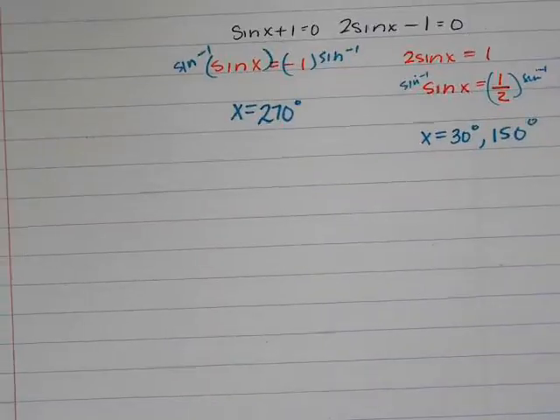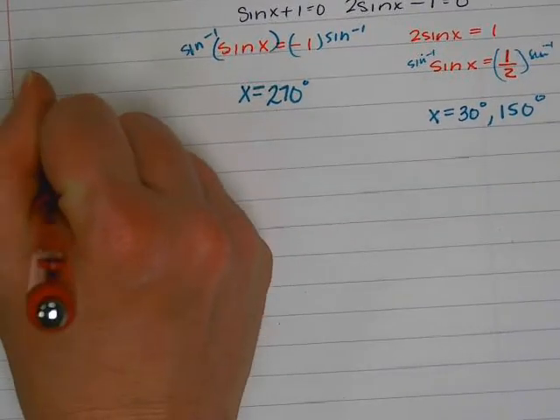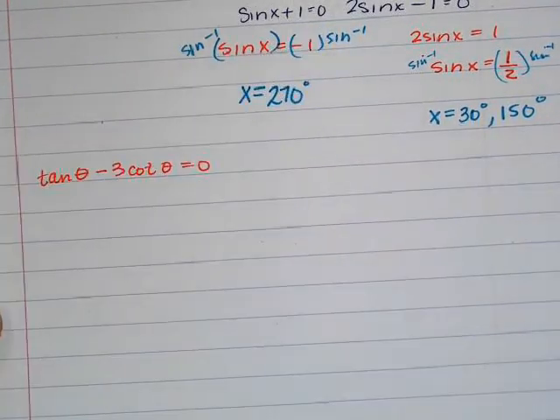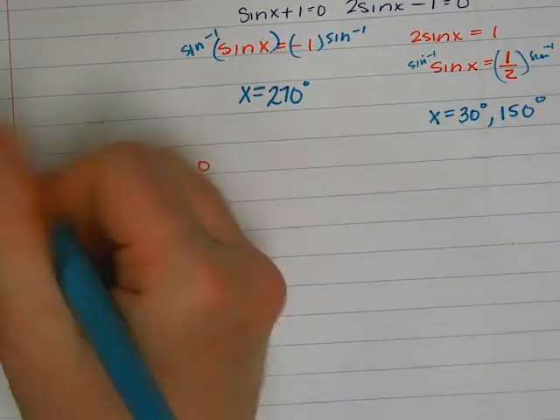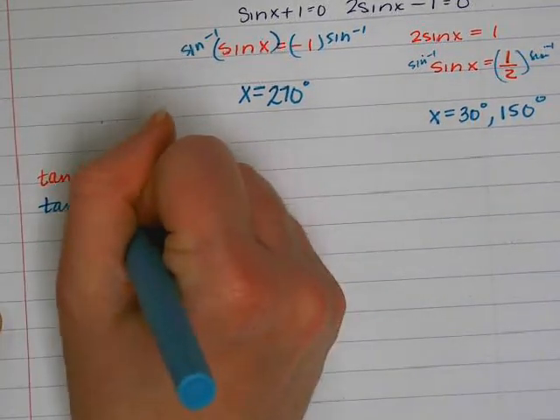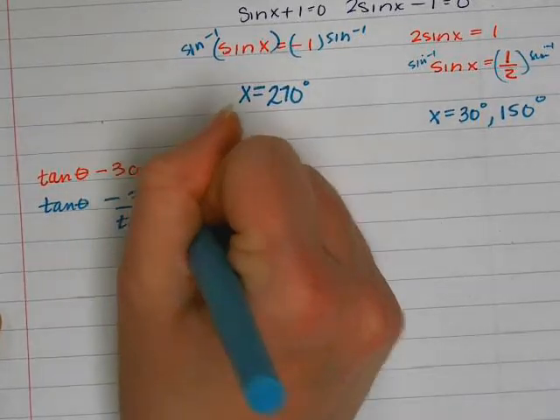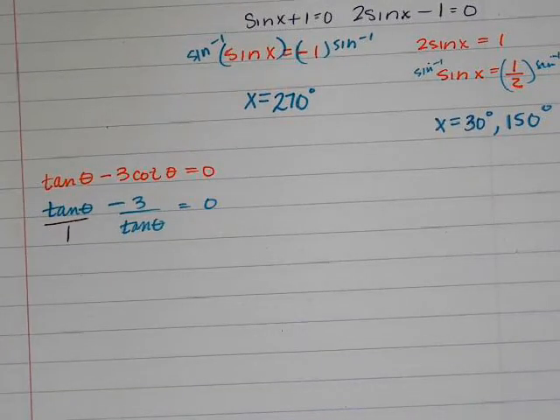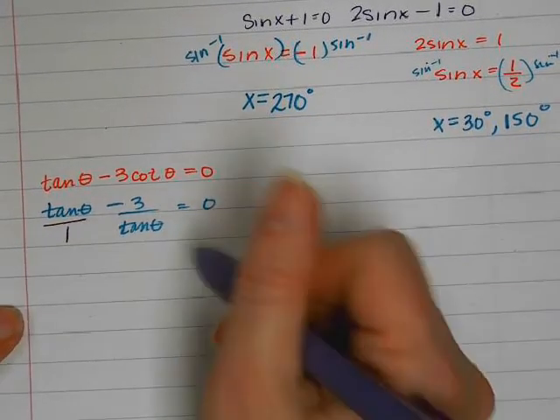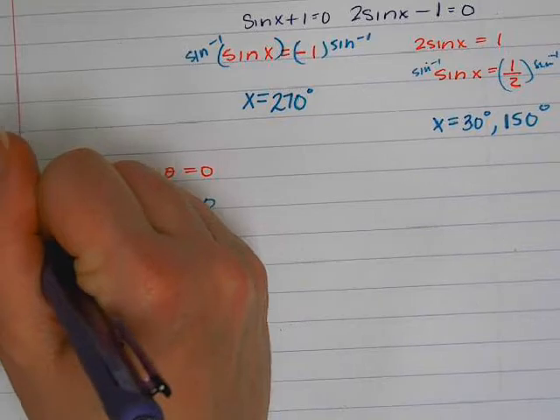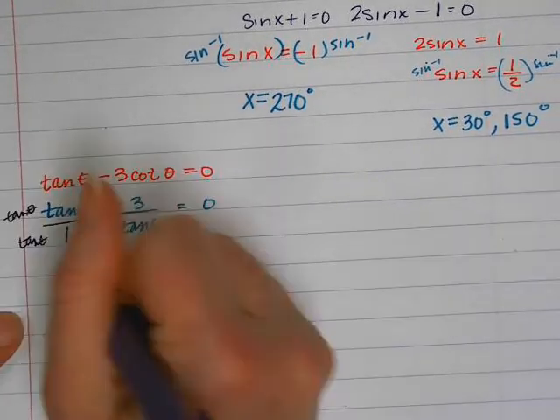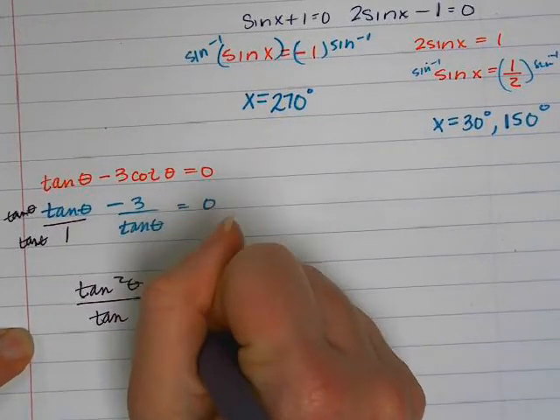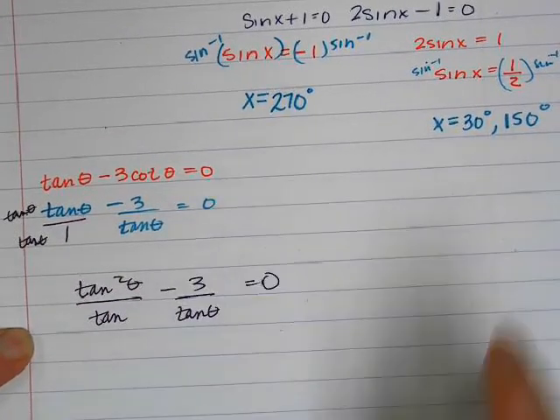The next one is tangent theta minus 3 cotangent theta equals 0. So first thing I'm going to do is write cotangent as 1 over tangent. So tangent theta minus 3 over tangent theta. Again, we've got to get a common denominator, which means I have to multiply this first piece by tangent. The other piece already has the denominator, so you don't have to multiply it. So it's going to be tangent squared theta over tangent minus 3 over tangent theta equals 0.